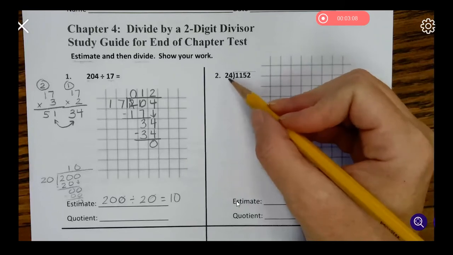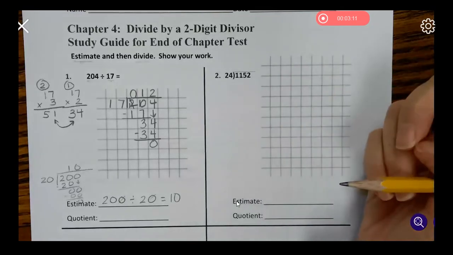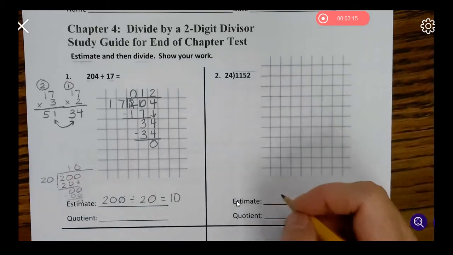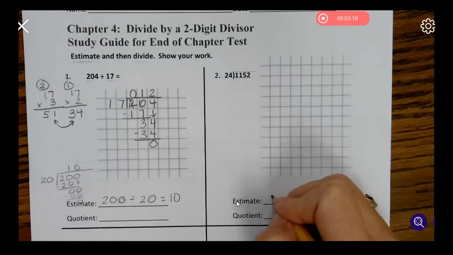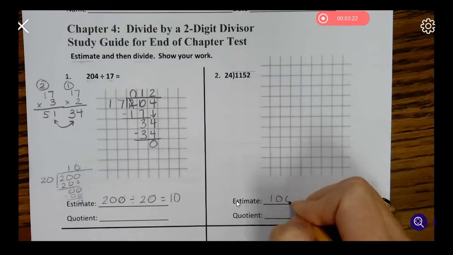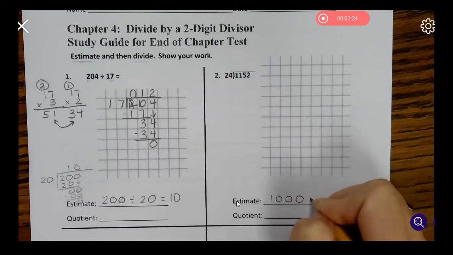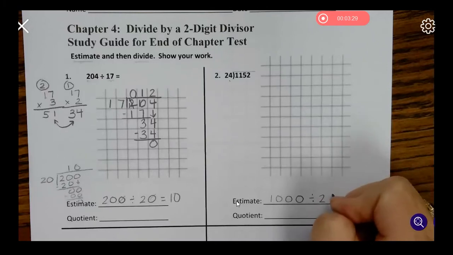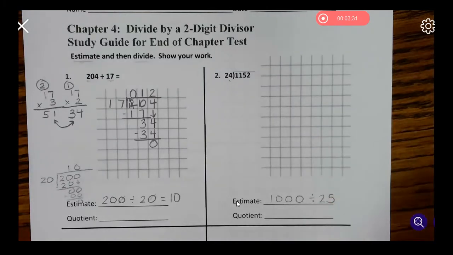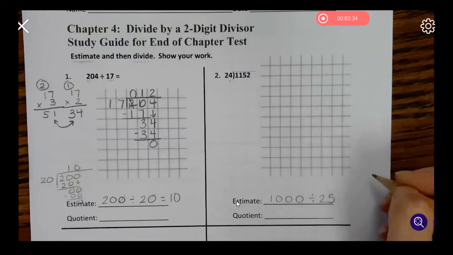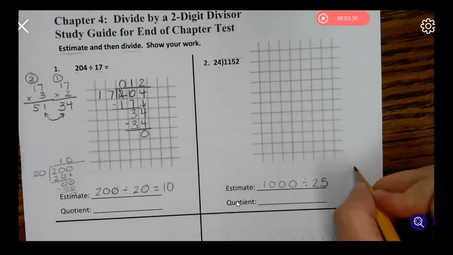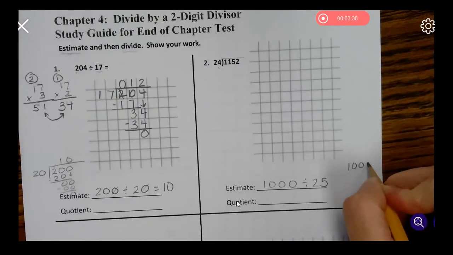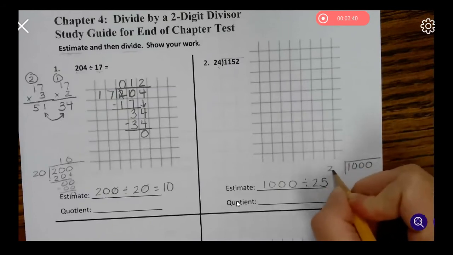1,152 divided by 24. All right, we're going to round that. And we can round it to, I would say, 1,000 divided by, and 24 is very close to 25, so I'm going to do 25. Alrighty, and I'm going to do it on this side here. Well, actually, maybe right here. We can see this. 1,000 divided by 25.